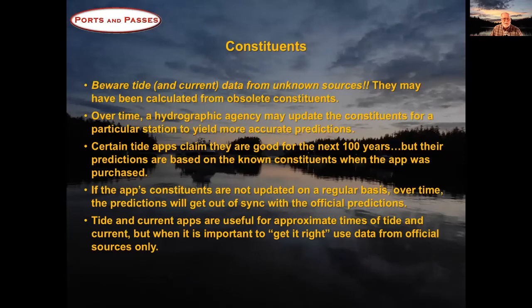If you get tide and current data from unknown sources, you don't know where it came from. It may have been calculated from obsolete constituents. A constituent is the algorithm that's used to calculate and predict tides. Over time, hydrographic agencies update their constituents, and therefore they're more accurate than the older constituents. And if you have a tide app that isn't regularly updated, then it will drift further and further away from the predictions made by the official agencies. Tide and current apps are useful for approximate times of tide and current, but when it's important to get it right, use data from official sources only.